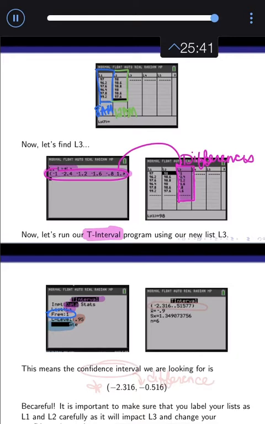calculate, the last option. And right off the bat, it spits out the confidence interval, negative 2.316 comma 0.516, depending on how you round. And that is your confidence interval for your difference.